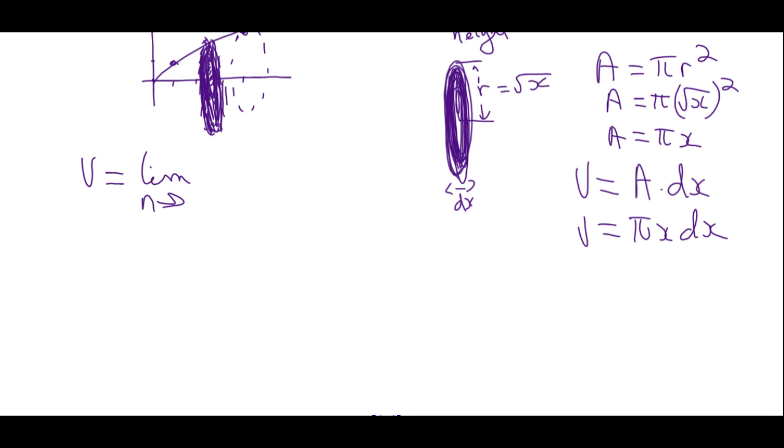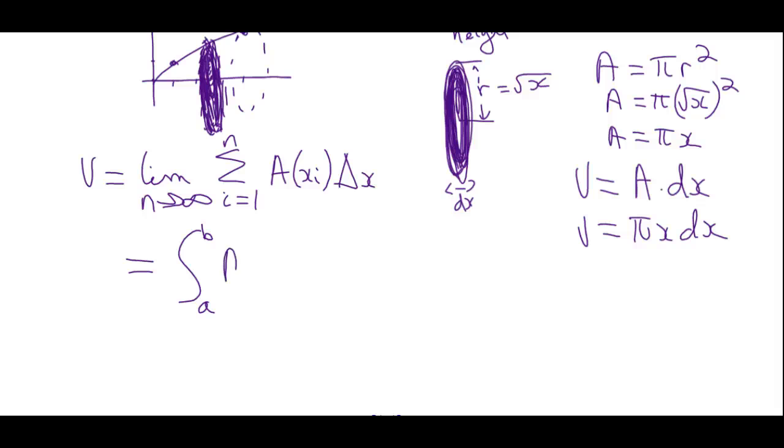So the overall volume is the limit as n approaches infinity of the sum of i equals 1 to n of the area as a function of the x value, x sub i, right? If you remember back to Riemann sum, that could be the left side, the right side, or the center of that, which is really just equal to the definite integral from a to b of A of x dx.